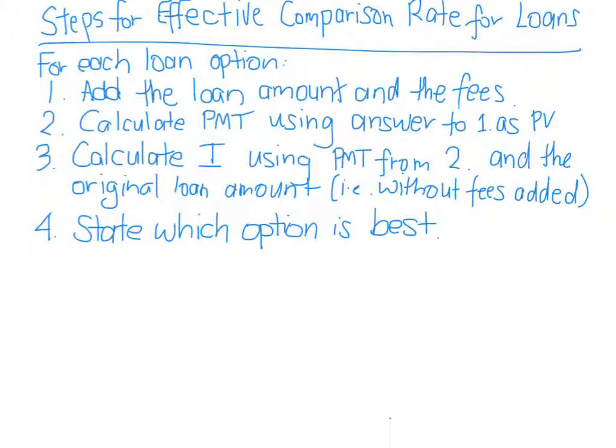So, here are some steps for doing this if you're likely to forget, which could be added to your cheat sheet. For each loan option, firstly, add the loan amount and the fees. Secondly, calculate PMT using the answer to 1 as your present value. 3, calculate I using the PMT from part 2 and the original loan amount, i.e. without the fees added. And then 4, state which option is best. So that might be something that you want to copy down and add on to your cheat sheet.